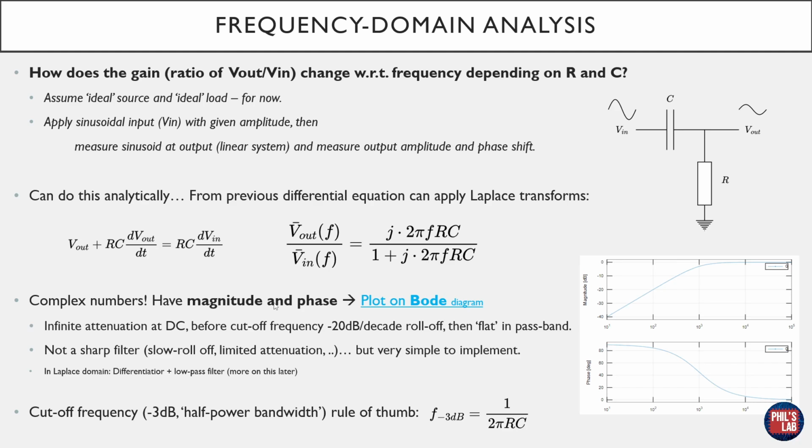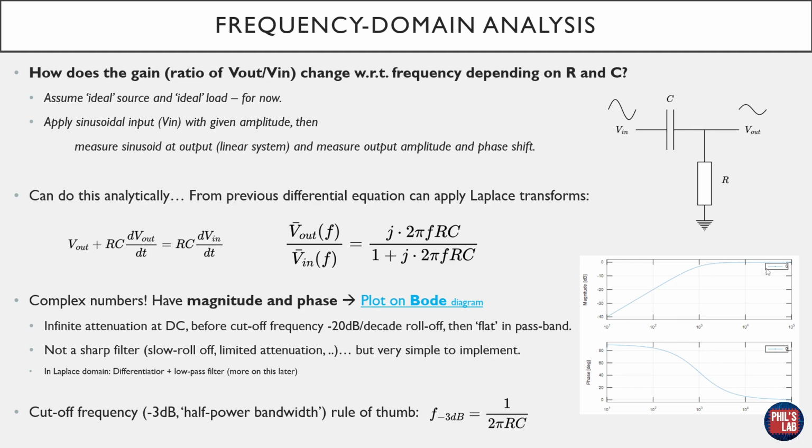The reason we have complex numbers, again, is because we have magnitude and phase. And we can plot magnitude and phase on separate diagrams, and together those are called Bode diagrams, which we can see on the bottom right-hand side, which is actually a Bode diagram of our RC high-pass filter. And we'll have a small play around with that in just a second. On the x-axis, we have frequency. On the y-axis on the top graph, we have magnitude in decibels. And on the bottom graph, we have the phase in degrees.